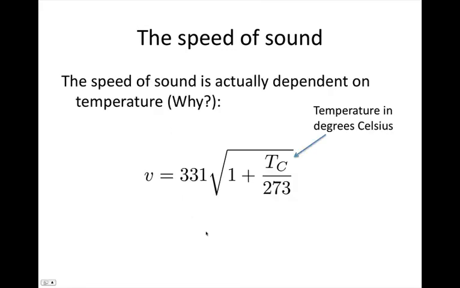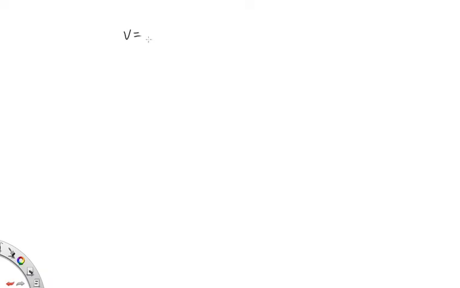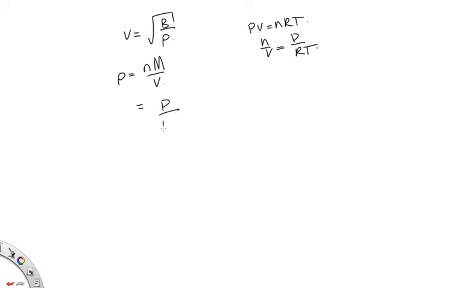So the speed of sound is actually dependent on temperature. Why? Okay, so let's try and derive a similar equation. We've just shown that the velocity is equal to the square root of B over rho. Now, the density is actually dependent on the temperature, because the density of a gas is equal to the number of moles of gas times the molar mass over the volume, and we have PV equal to nRT. So that tells us that n over V is equal to P over RT. So we can write that the density is equal to P over RT times the molar mass.